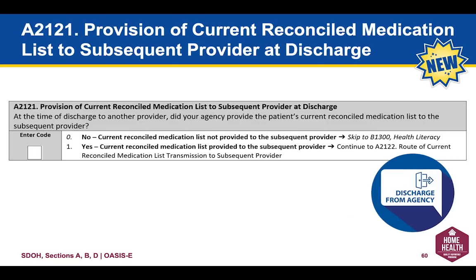And here's the snapshot of A2121 as seen on page 3 of the OASIS-E discharge from agency instrument. A2121 is completed as close to the actual time of discharge from the agency and asks at the time of discharge to another provider if the agency provided the patient's current medication list to that subsequent provider.